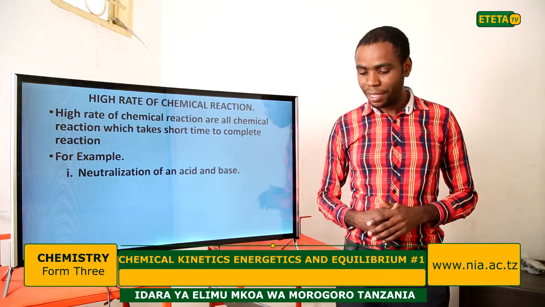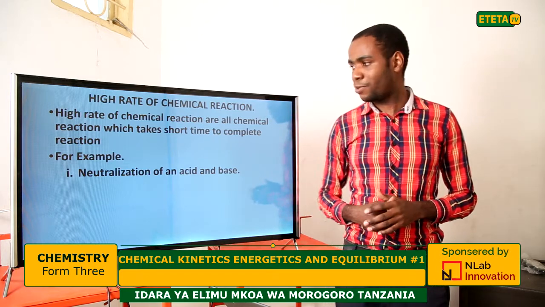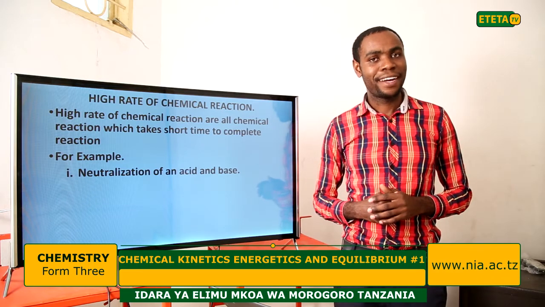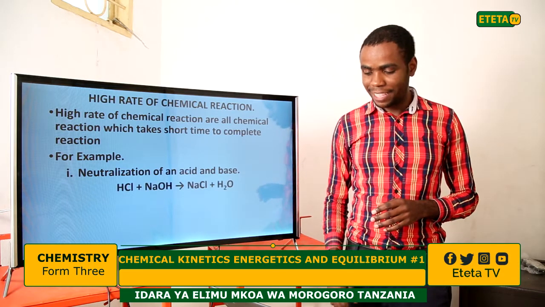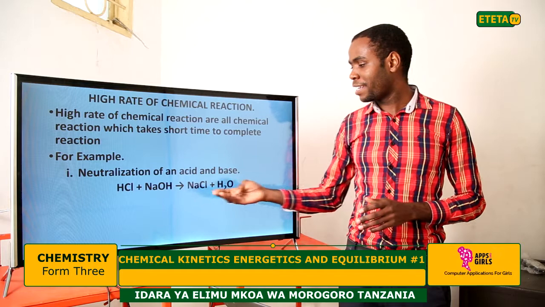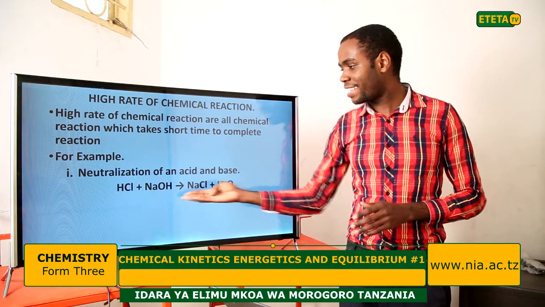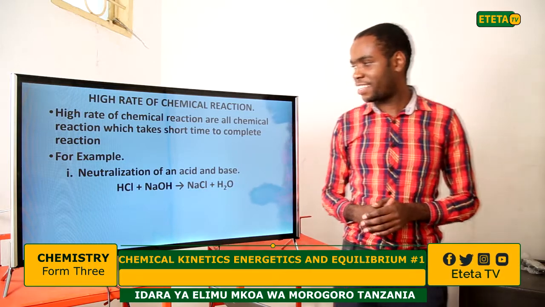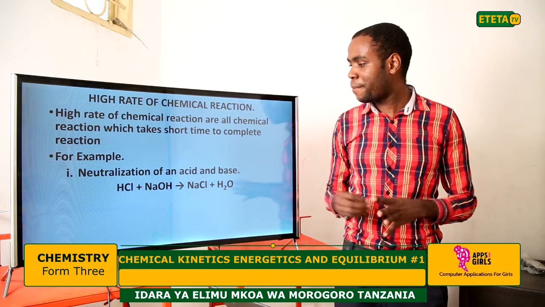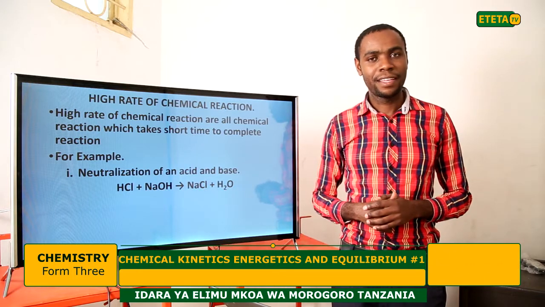For example, neutralization of acid and base is one of the examples of reactions which have a high rate of chemical reaction. Example, hydrochloric acid and sodium hydroxide to obtain sodium chloride and water. This is an example of a neutralization reaction, and this reaction takes place very fast. Once they mix, the products, sodium chloride and water, are formed.